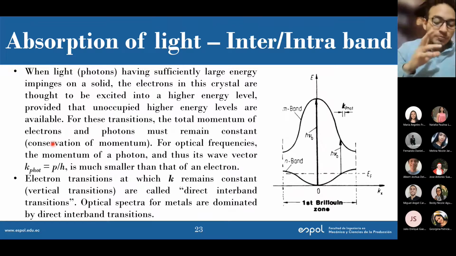And so that puts a constraint, and that will tell me how these electrons can move. And for that, we have three different ways in which electrons move when we have this interaction between photons and electrons.